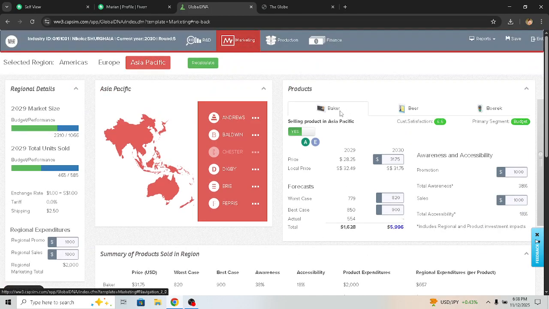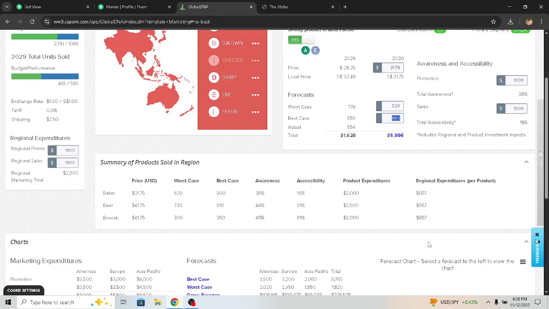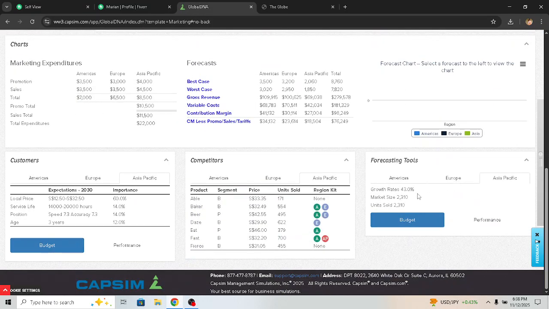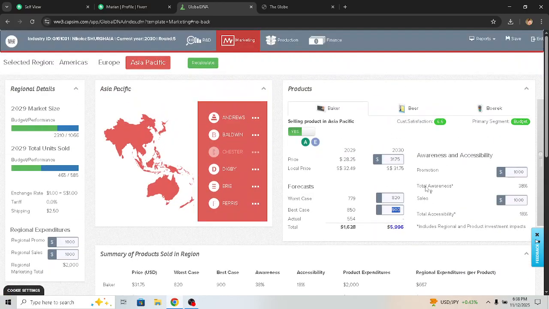So for product Baker, we had already said that we allocated it a pricing of 31.75, a worst case of 820 and a best case of 900. That's for the forecasting, where we use this data here, the growth rate and market size, to obtain the demand for the next round, and then we calculate the forecasting.